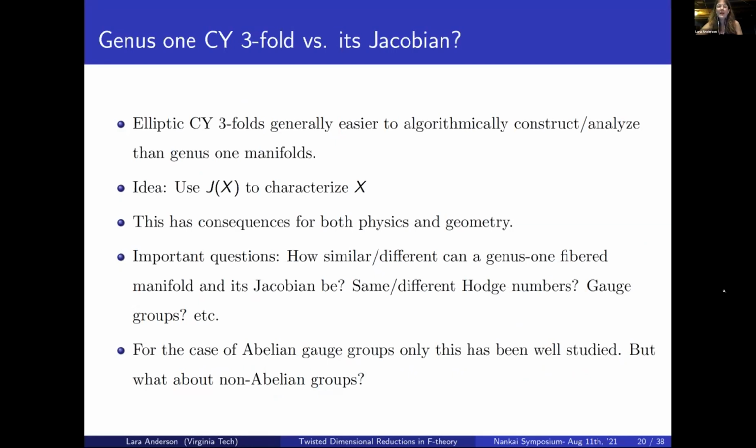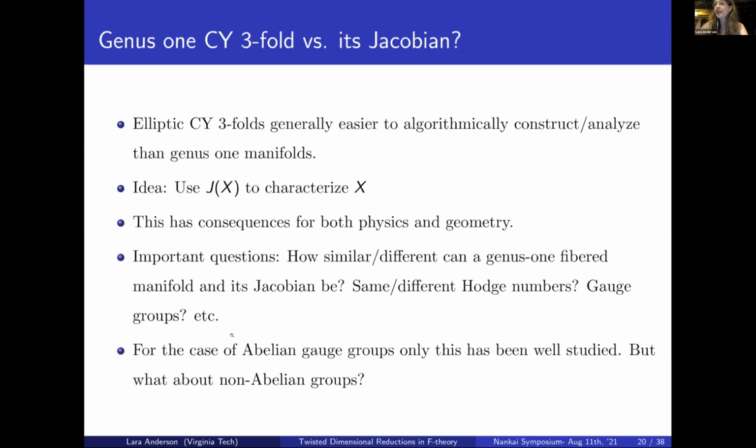Thank you very much. So in general, elliptic Calabi-Yau threefolds are easier to construct than genus 1. I mentioned this before. The idea is going to be to try and use the Jacobian to characterize X. So I'll highlight the very nice work that happened over the last number of years on this, doing exactly this and uplifting from 5 to 6 dimensions, for example.